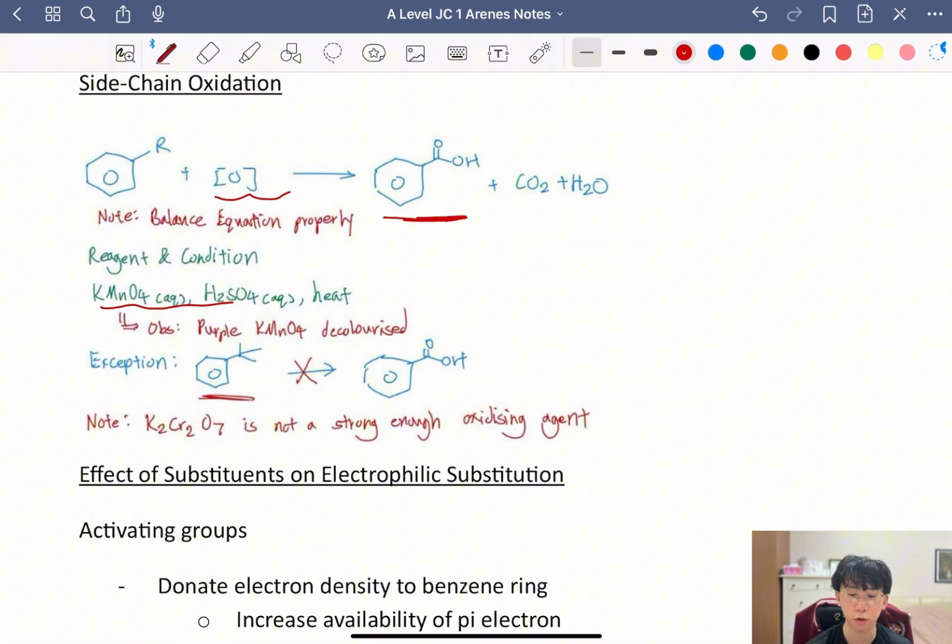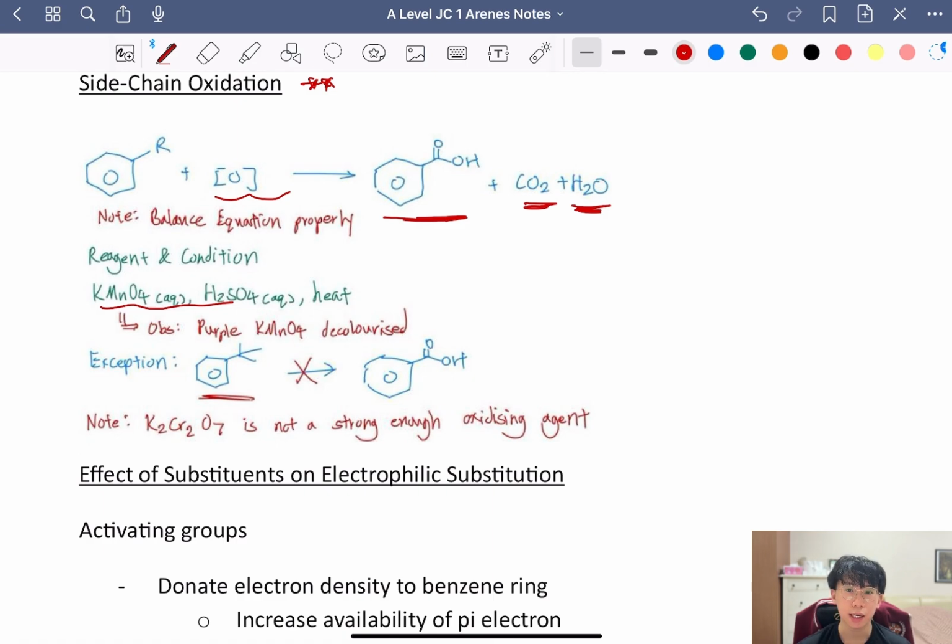Do take note that your equation has to be balanced properly. So don't just take this equation blindly, and please balance properly during the exams or when you're applying it to any question. Now the observation from this test, of course, is purple KMnO4 decolorizing. And do take note that this reaction is very important because it often gets missed out by students, and it's often tested during the exam because of that.